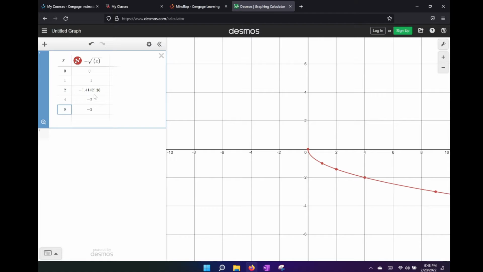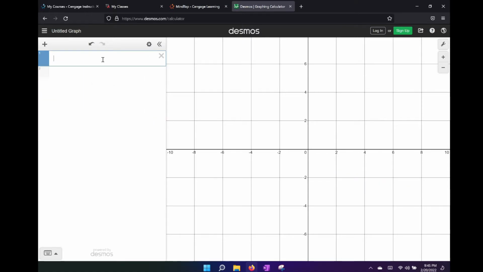Now, we're going to go ahead and let's just reset this. Remember, here's our parent function right here, square root of x. But now, I'm going to reflect this about the y-axis, which means the negative has to be inside of the parent function. So it has to be underneath the square root symbol. And when I do that, notice that it reflects it about the y-axis, which if you're thinking about it, then all of your x values have to change.